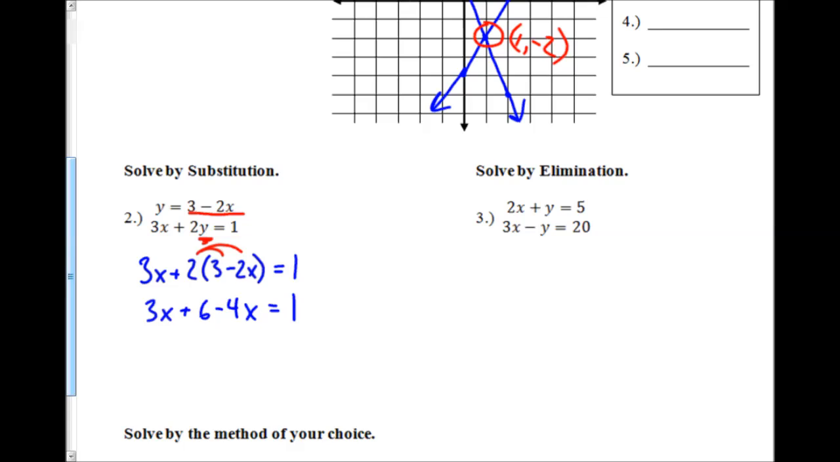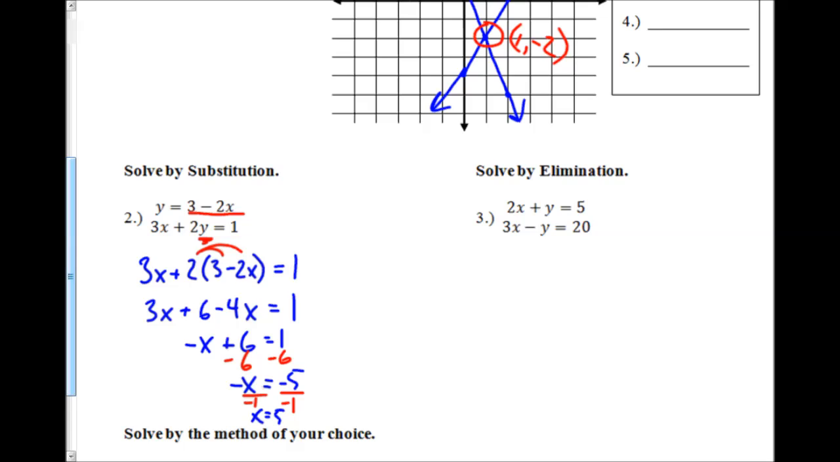I combine some like terms. That's going to give me -x + 6 = 1. I subtract that 6 from each side. So I find out that -x = -5. And then I divide each side by -1. So I find out that x = 5.